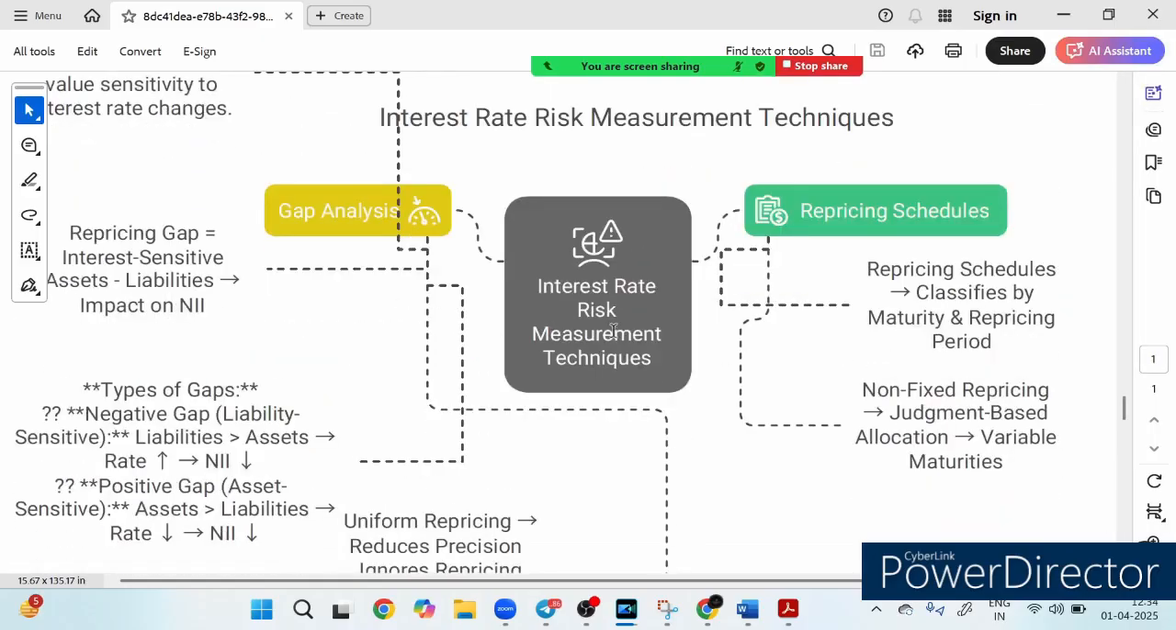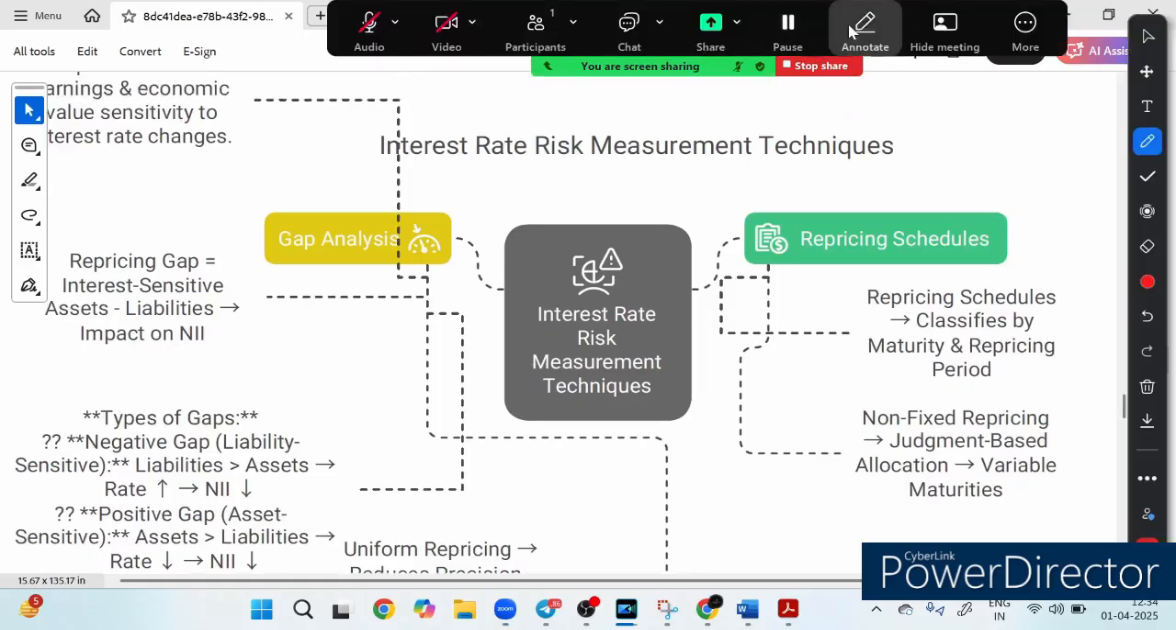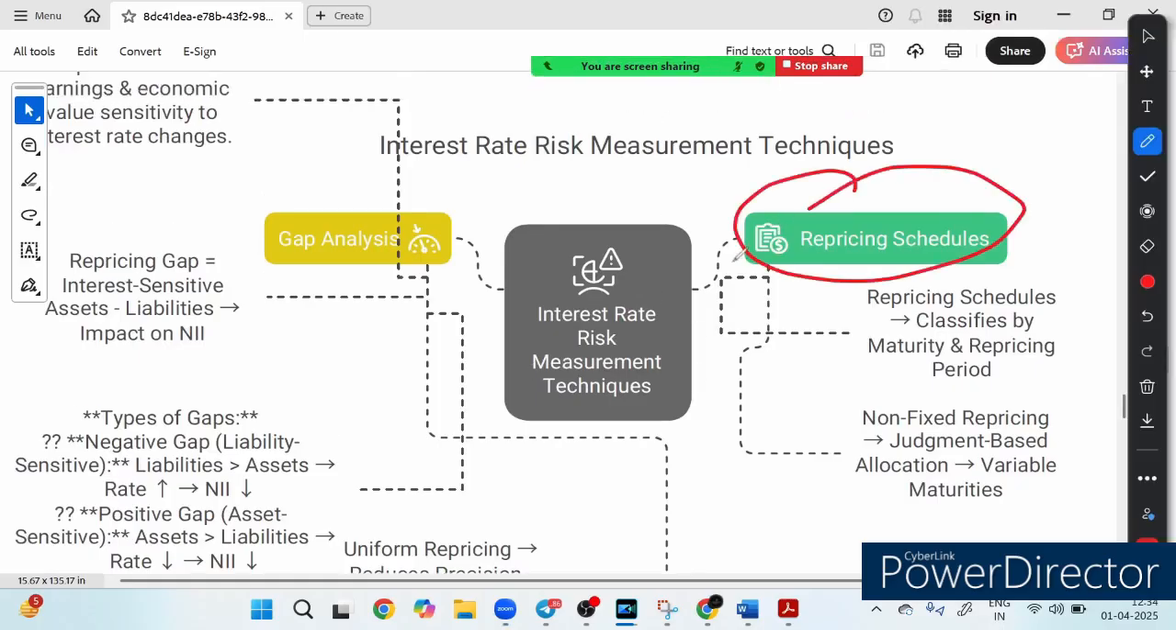So then the second method of interest rate measurement technique we have is called repricing schedule. This method classifies assets and liability based on their maturity period, right? Different assets and liability have different maturity periods. So this method classifies assets and liability based on maturity as well as repricing period, right? So it offers a clear picture of the risk exposure. There are two things. First is fixed repricing and the second is non-fixed repricing, right? If we have fixed repricing, it aligns with your contractual maturity date, and if it is non-fixed repricing, then it is based on management judgment and variable maturity.